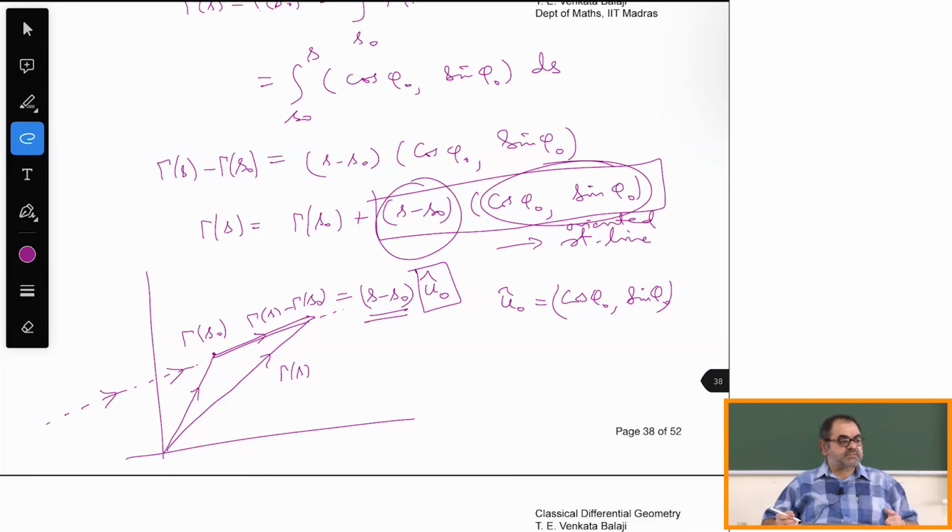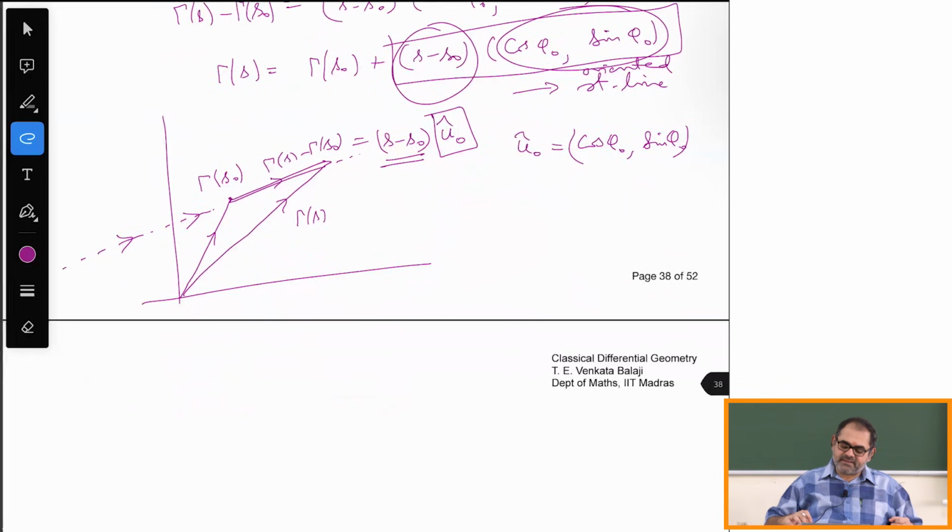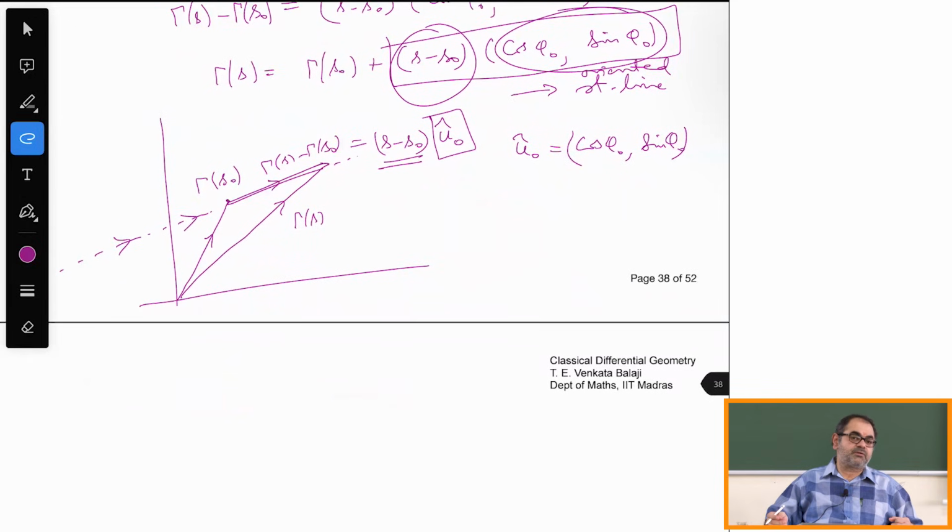So if the curvature is 0, it's part of a straight line. You get that very easily. Then you can similarly see that if the curvature is constant and non-zero, you will get a circle. If that constant is positive, it's an oriented circle with anticlockwise orientation, and if the constant is negative, you are going to get clockwise orientation.